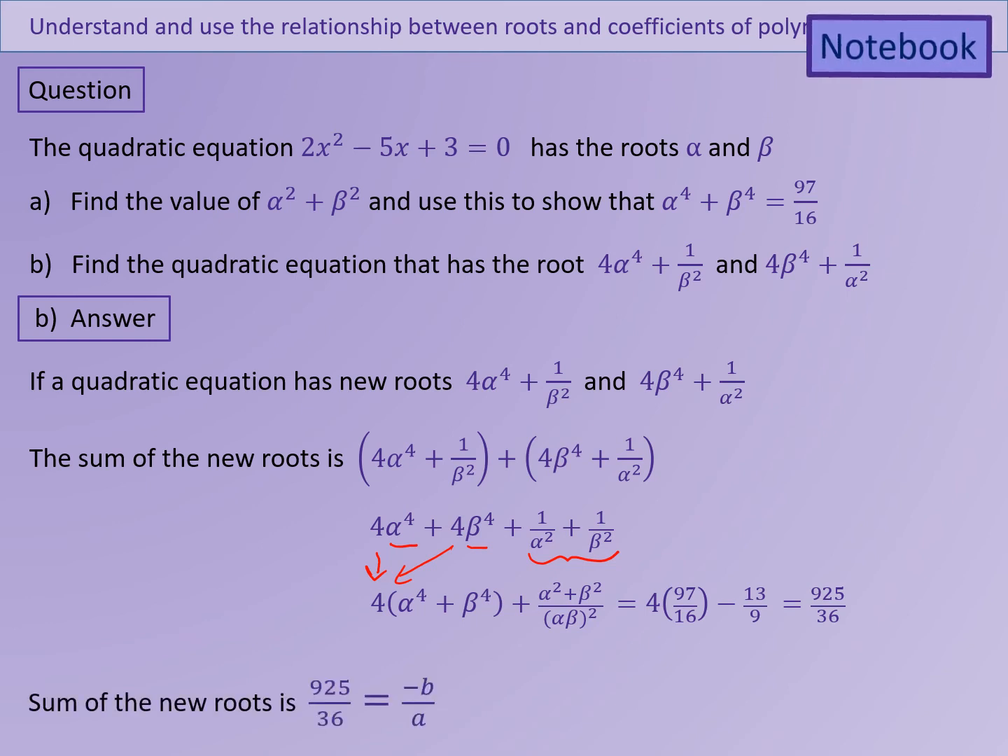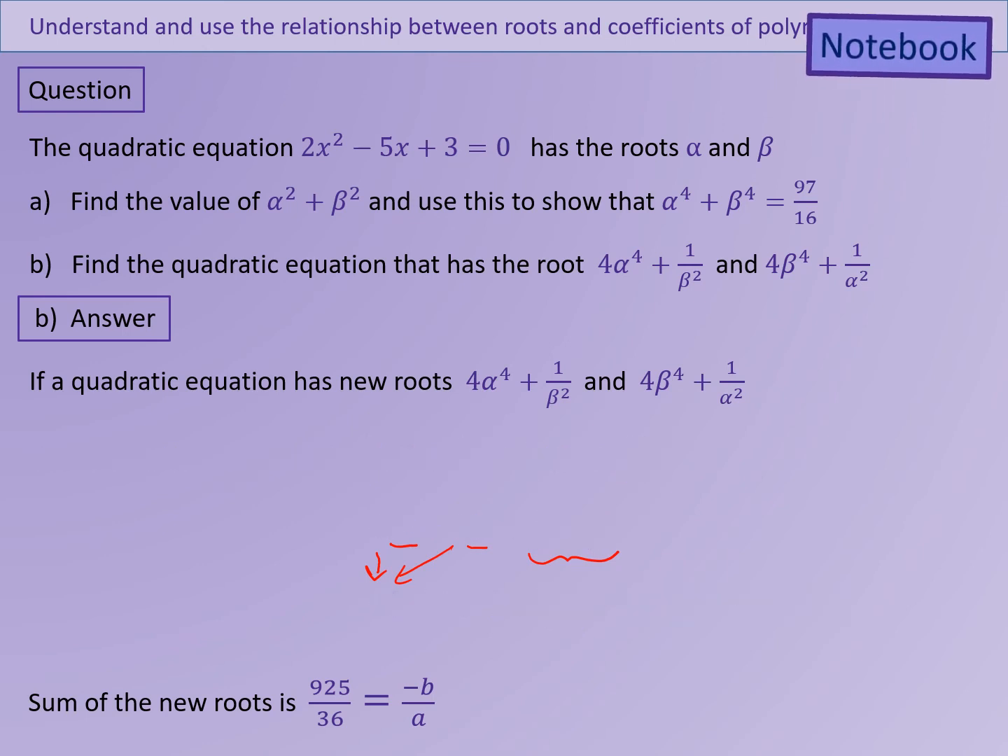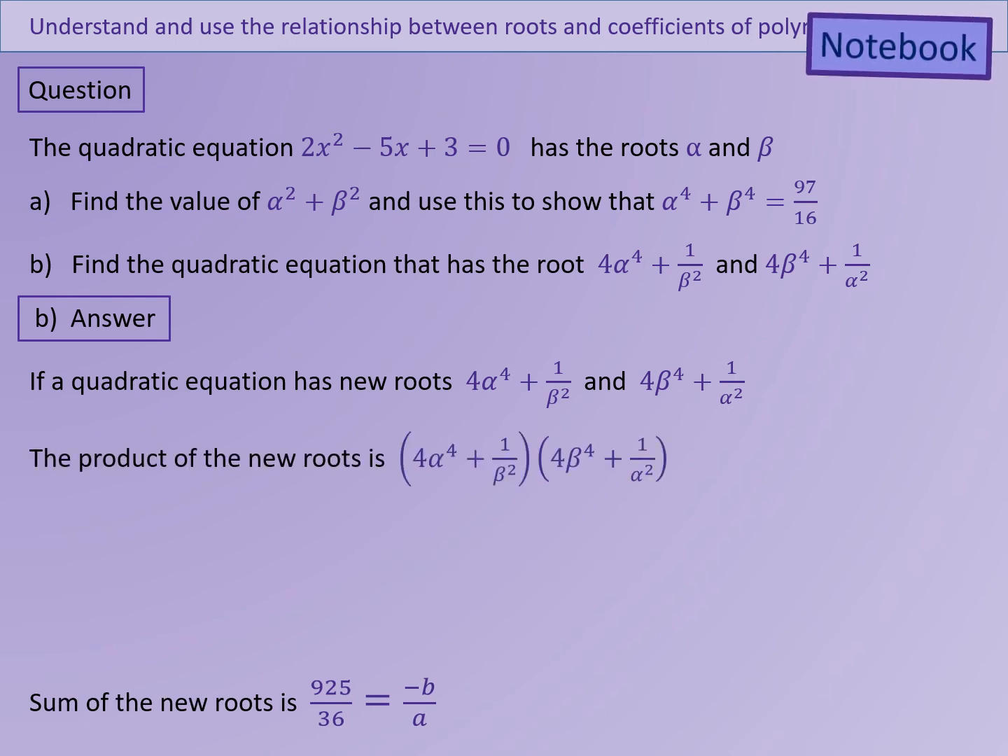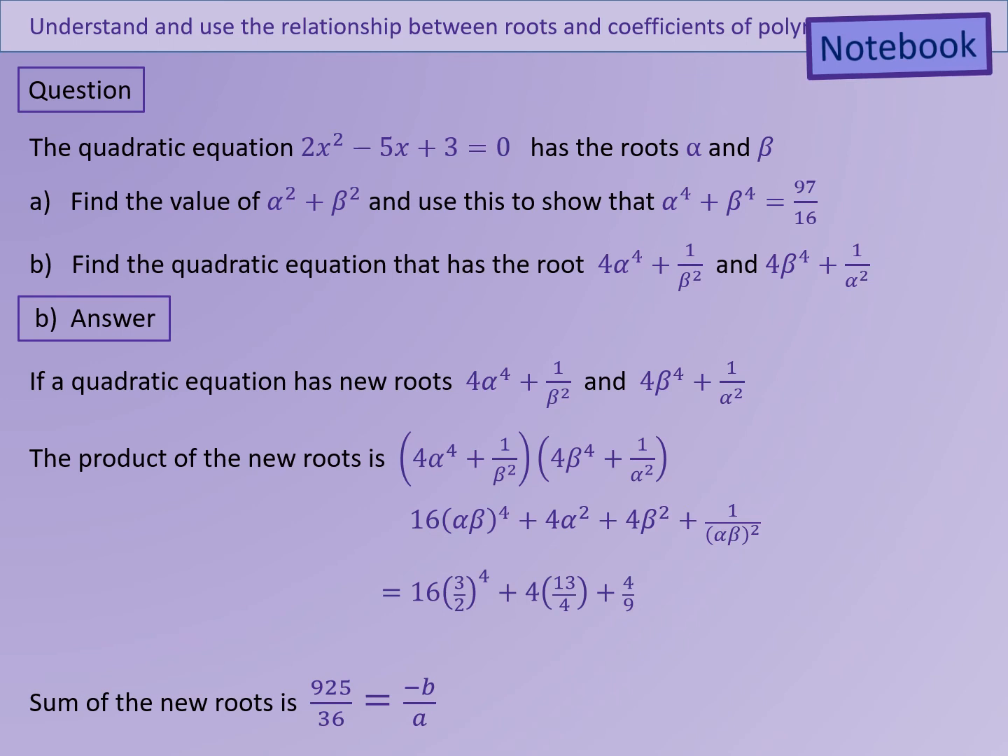Now the sum of these new roots will be minus b over a, so this is telling us what our values of a and b will be. And if we have a look at the product then, multiplying out those two brackets, substituting in the values that we already know, this will lead to 850 over 9, and this will be the product of the new roots.